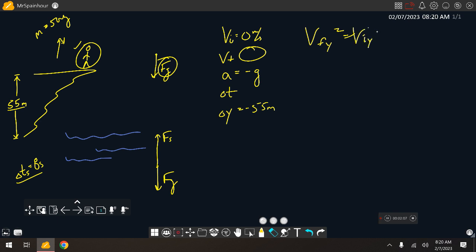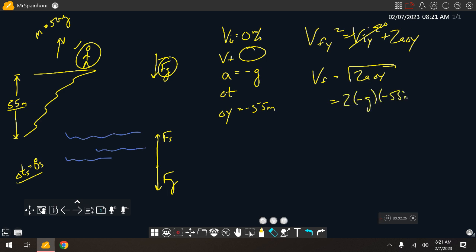v_y squared equals v_iy squared plus 2a delta y. That will cancel. Square root both sides. And we get that the velocity final is going to be the square root of 2a delta y. So I plug in 2 times negative g times negative 55 meters, square root the whole thing, and I end up with 32.8 meters per second.